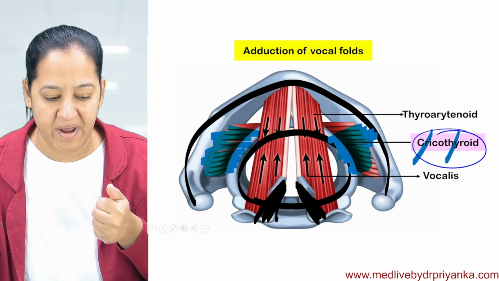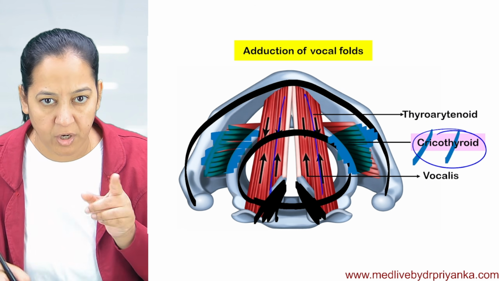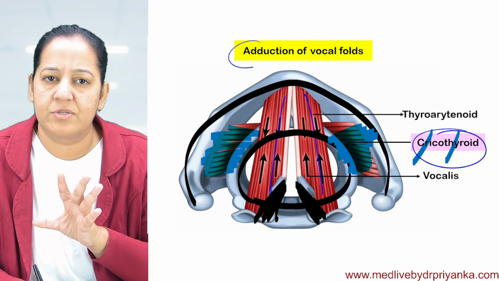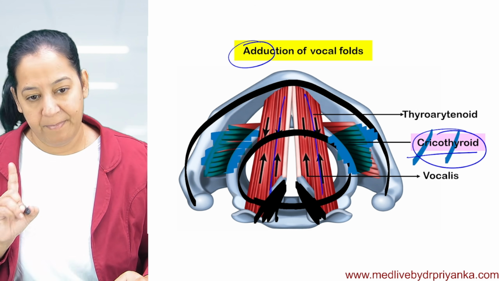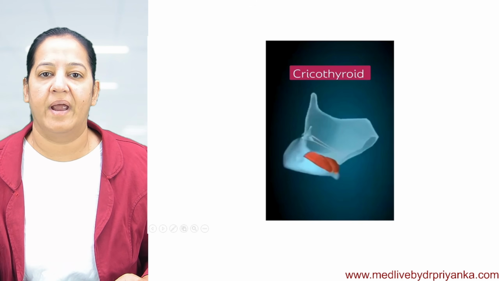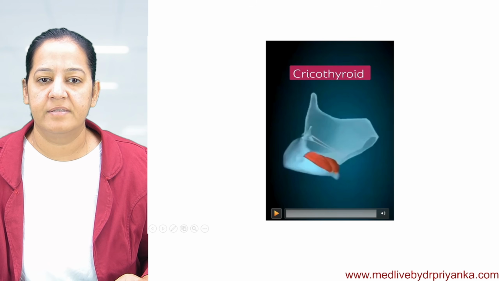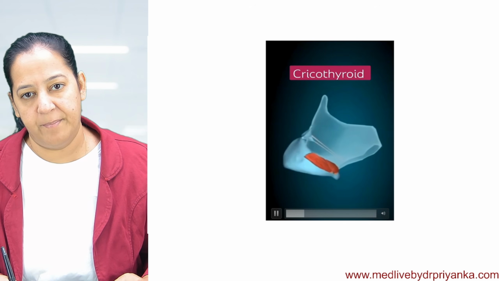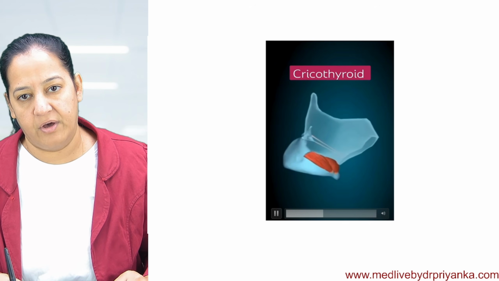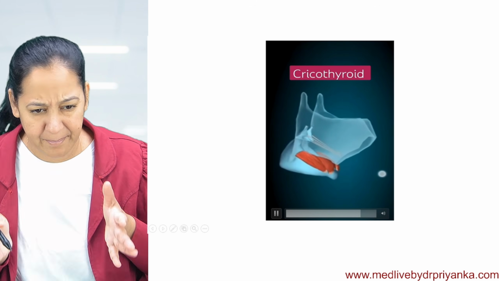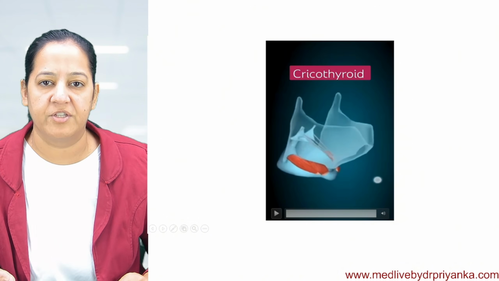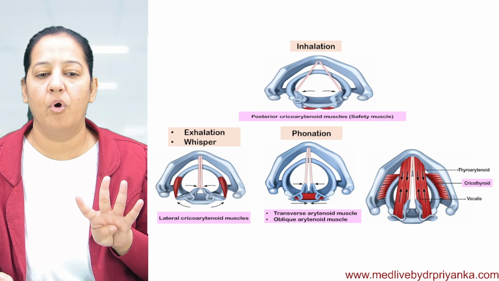When this muscle contracts, it will bring the two vocal cords close to each other. But it is not a very strong adductor. It is a main tensor, but it is not a very strong adductor. But to complete the list, you can know it is also an adductor. You can see, this is cricothyroid. When it is contracting, it is slightly bringing the vocal cord closer, not very much. So these are the four adductors.